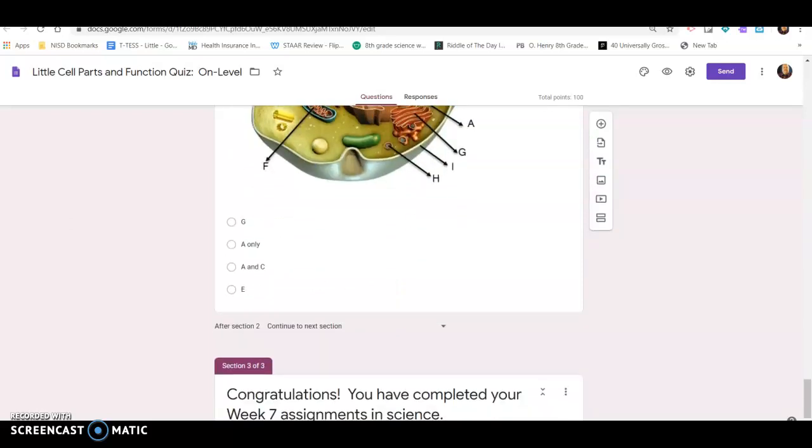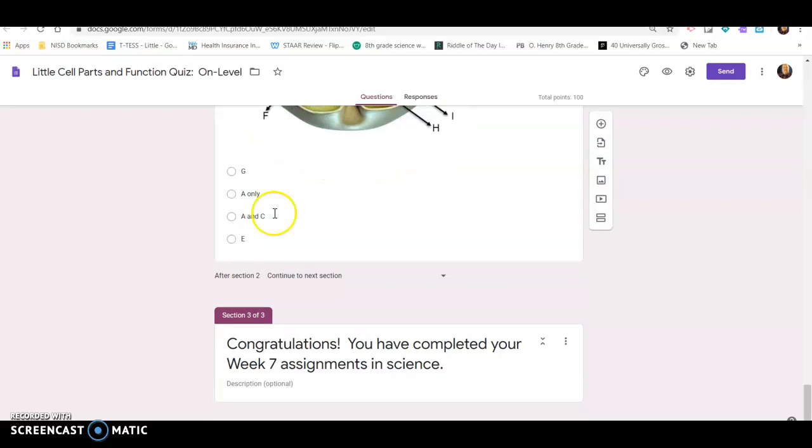Once you've gone ahead and done that, go ahead and click to the next section where you will see a message that says, congratulations, you have completed your week 7 assignment in science. Notice that it says assignments. Remember, your quiz is always the last piece that you take for your assignments. Once you've taken care of that, go ahead and click the send button, and it should give you your score of how well you did.